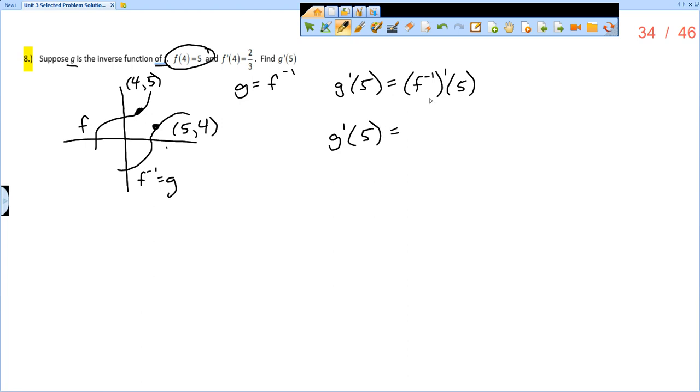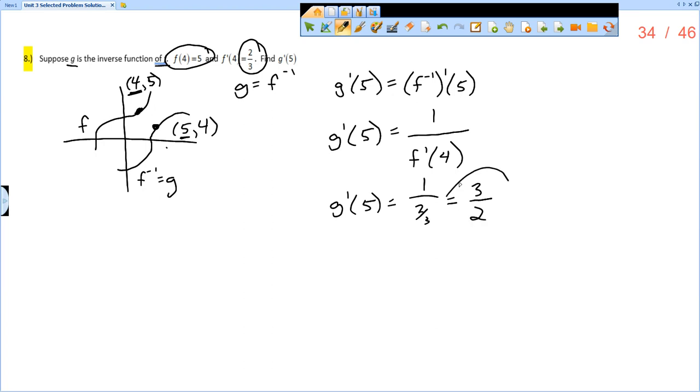Well, we know that f inverse prime of 5 is going to be the reciprocal of f prime of, remember, we have to match up the x values. So the x value on f inverse is 5, so that means the x value on f is 4. So I want the reciprocal of f prime of 4. So g prime of 5 is 1 over f prime of 4, and you are told that f prime of 4 is 2/3. So 1 over 2/3, or 3/2.